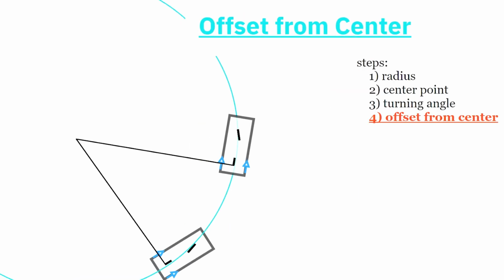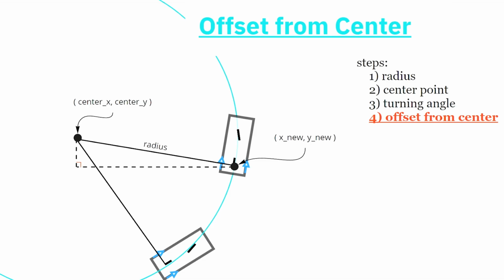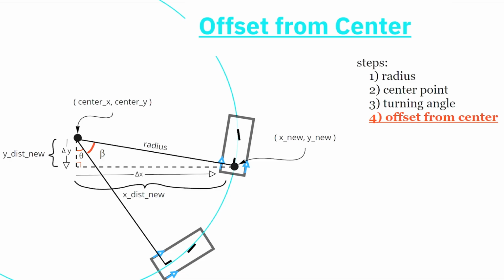Finally, we will determine the final location by calculating the offset from the center of the circle using the central angle we just found. Here again, we create a right triangle. We know the hypotenuse is the radius, and this angle here is theta plus beta. Using sine and cosine, we can calculate the x and y offset. We see that we need to go in the negative y direction, so we subtract this distance from our center point, and we go in the positive x direction, so we add this distance in the x direction.